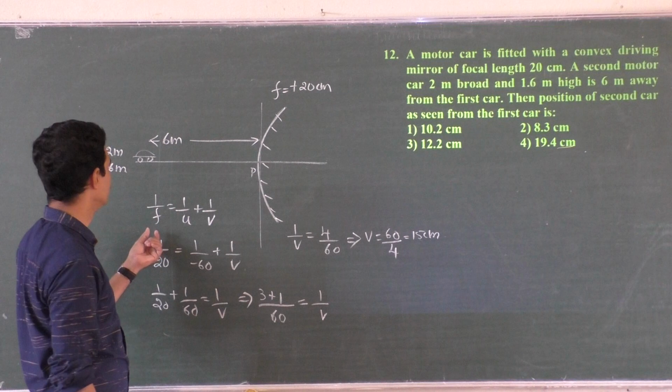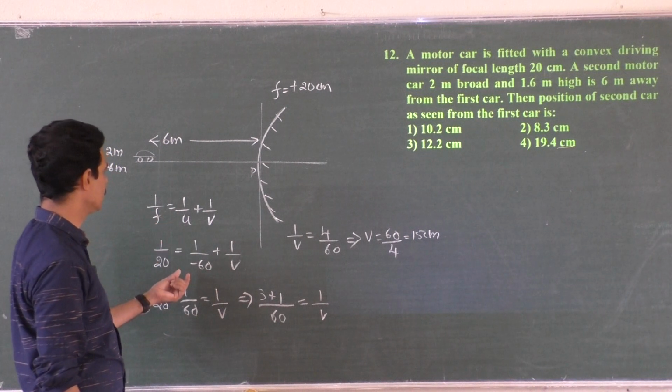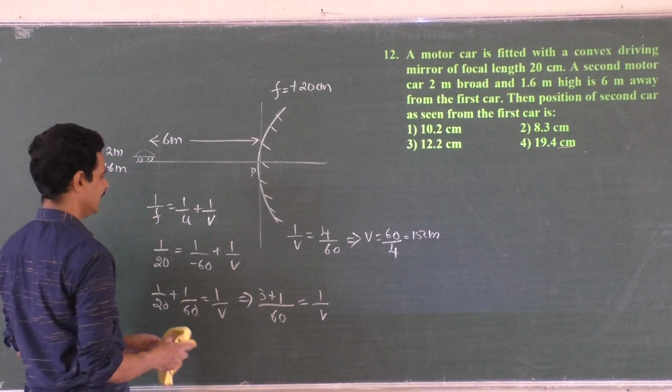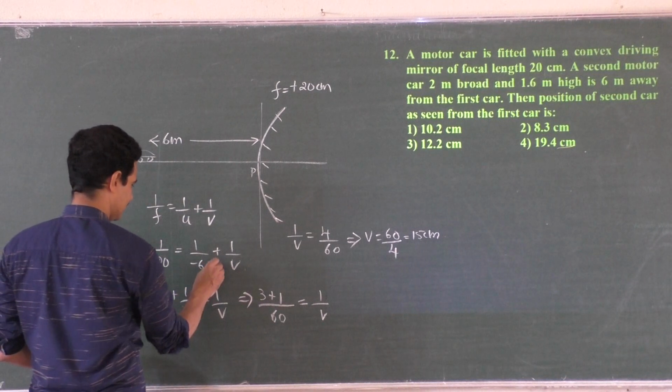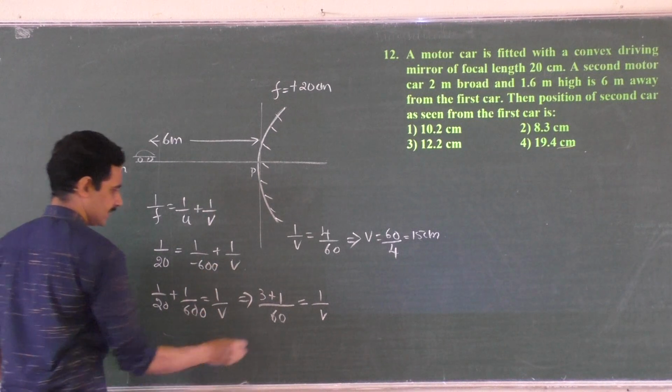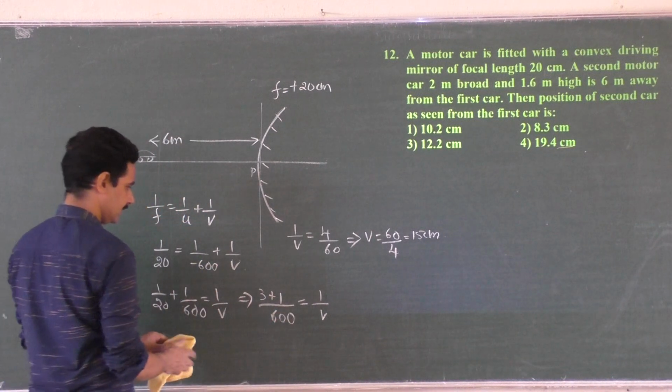1 by f is equal to 1 by minus u. Oh, where did I get 60 from? It is 6 meters, that is 600 centimeters. Oh, that's where I have gone wrong. 600 centimeters. 600 common, then it is 30 times, right?